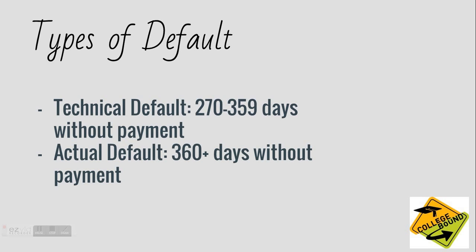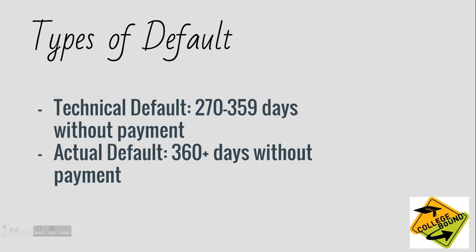There are actually two types of default that may show up on a student's account: technical default and actual default. While the differences between the two are somewhat difficult to understand, it's important to pay close attention, as each has a very different long-term effect on a borrower, and there are very different ways to resolve the issues.